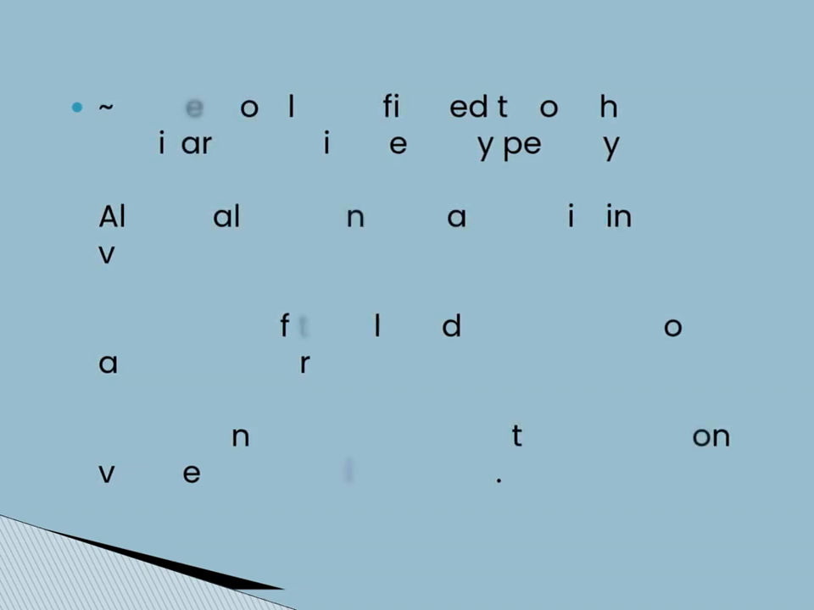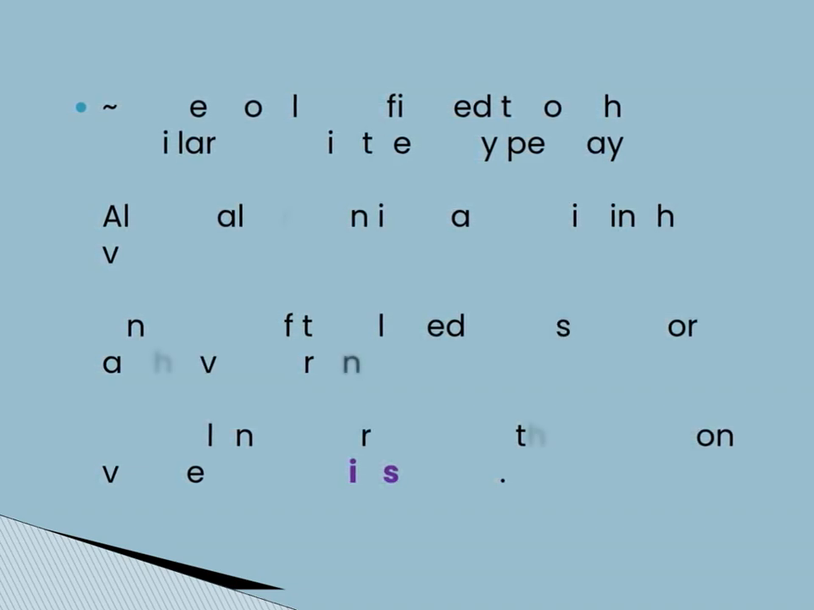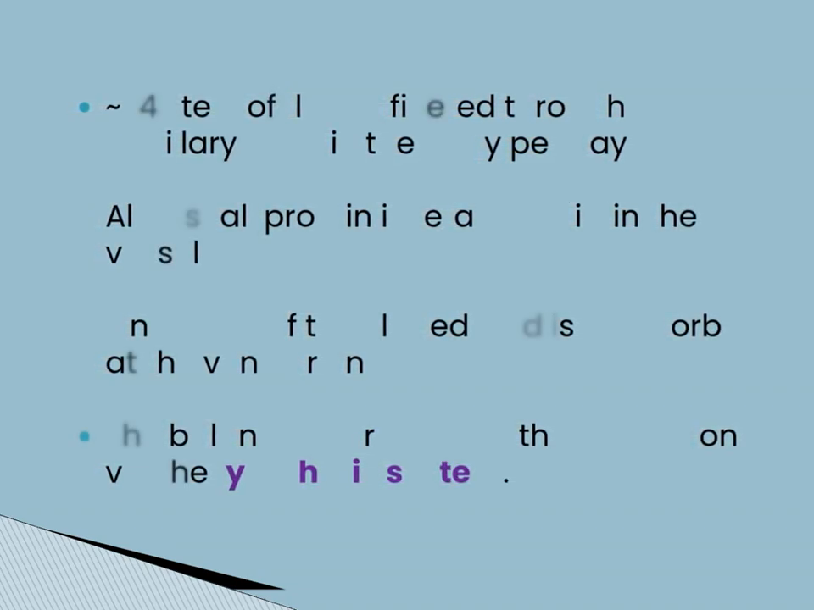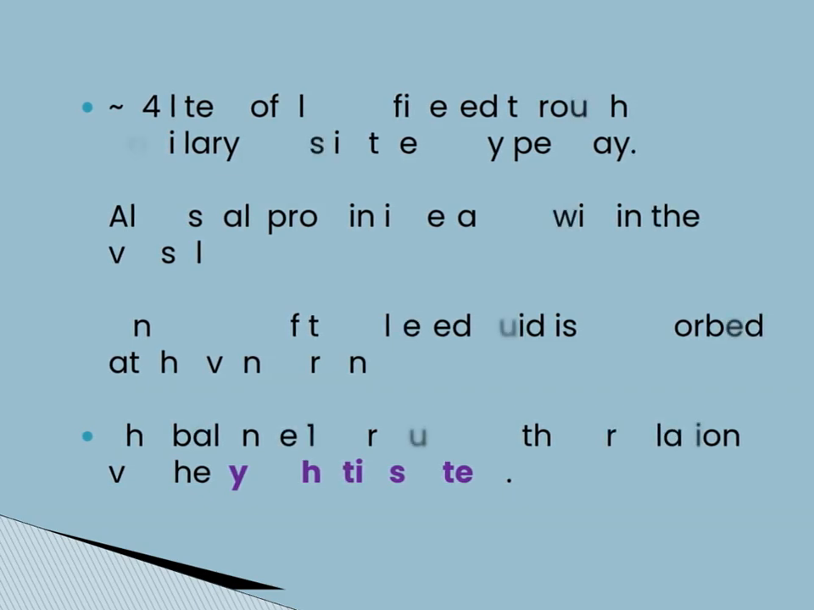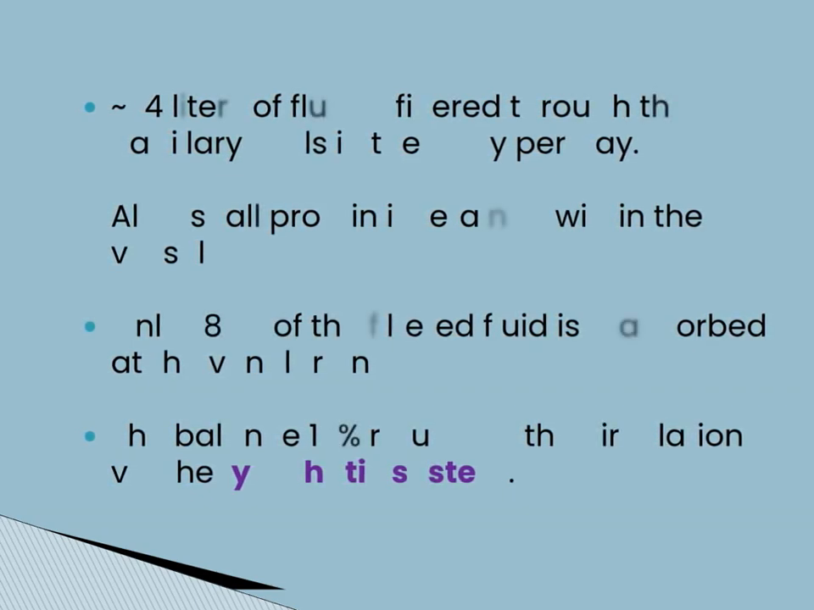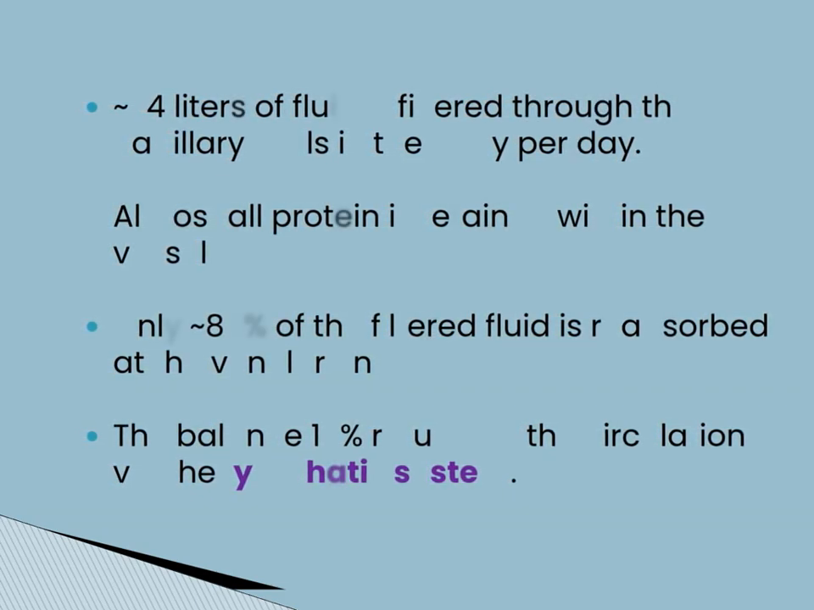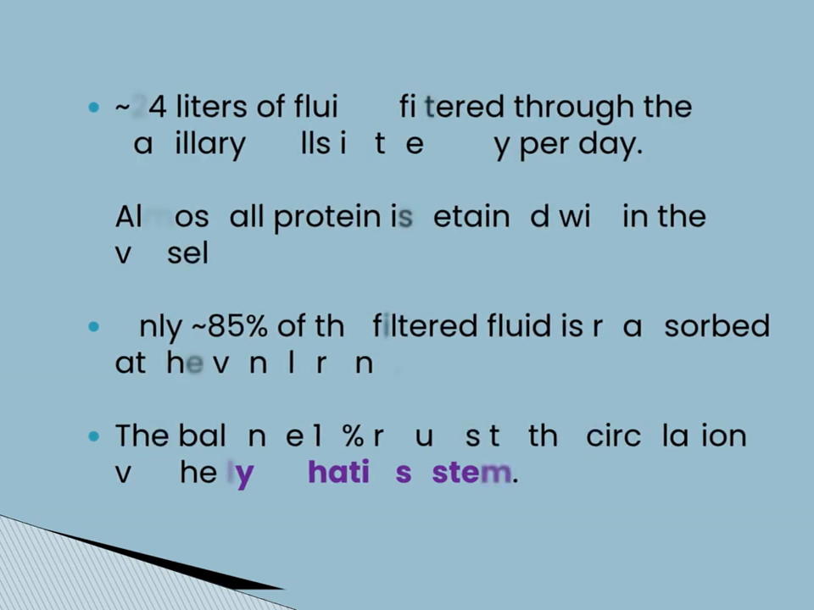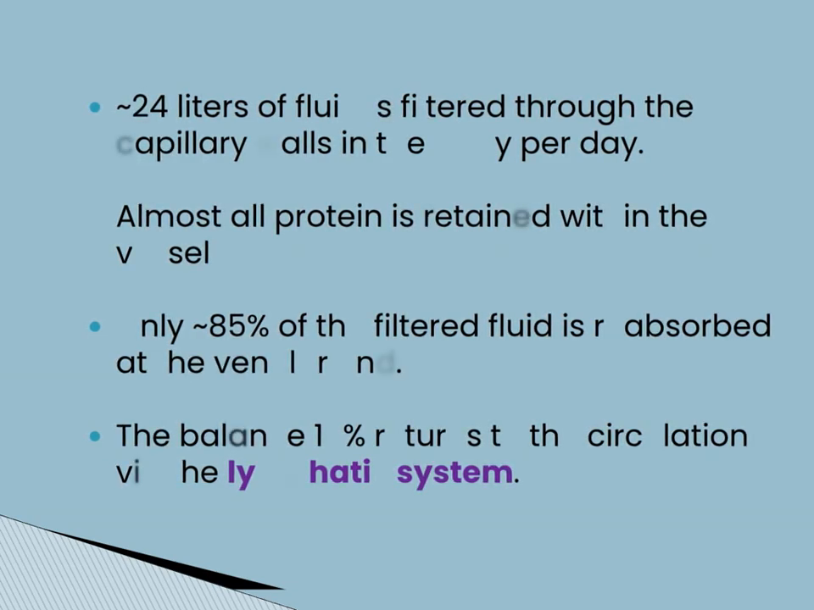There are 4 points that you should remember. Approximately 24 liters of fluid is filtered through the capillary walls in the body per day. Almost all protein is retained within the vessel. Only approximately 85% of the filtered fluid is reabsorbed at the venular end. The balance 15% returns to the circulation via the lymphatic system.